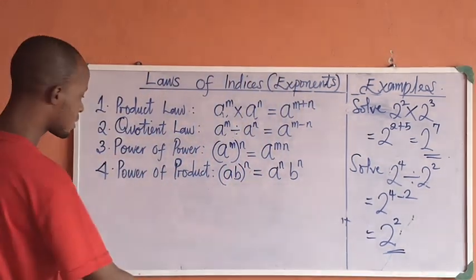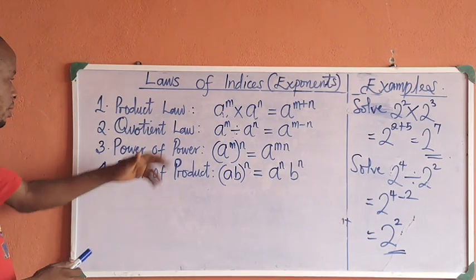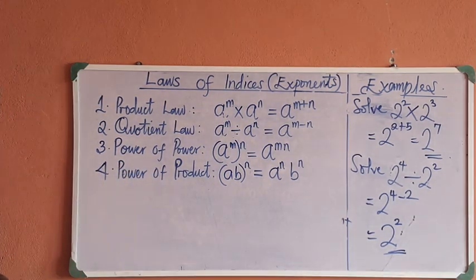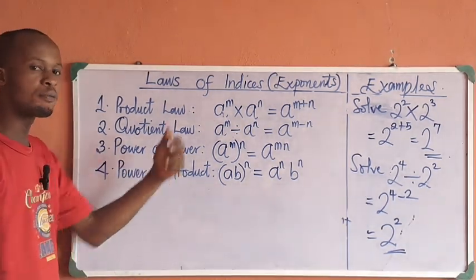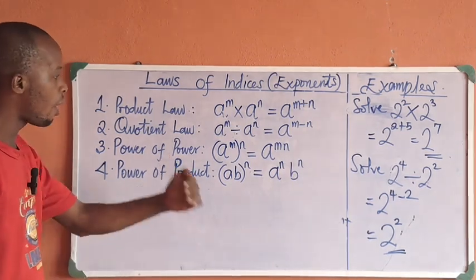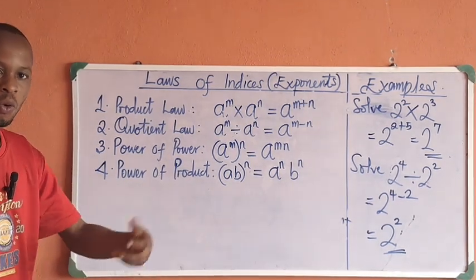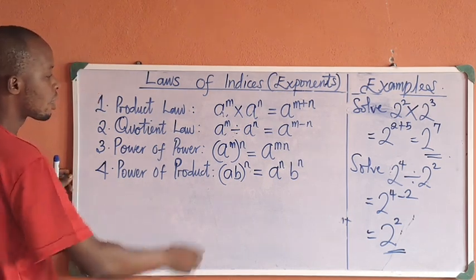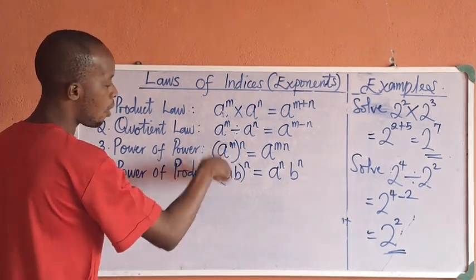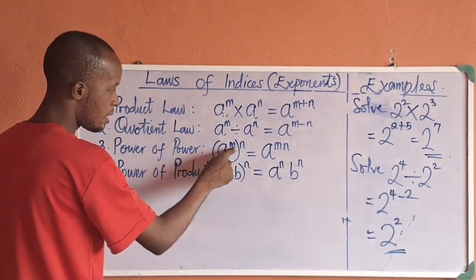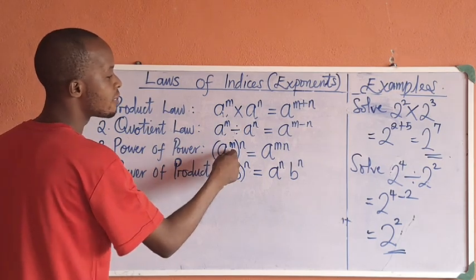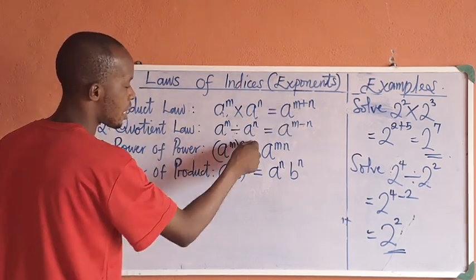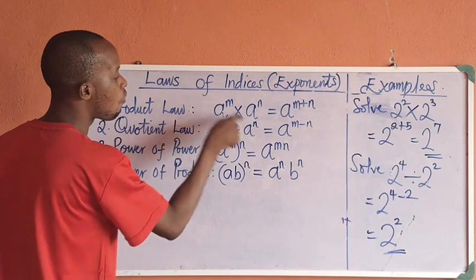So that is that about the quotient law. And then the third law is called the power of power. It's called the power of power. And what does it mean? It simply means that if a number is having a power of n, for instance, and it's in parentheses, having another power outside, that is why we call it power of power.